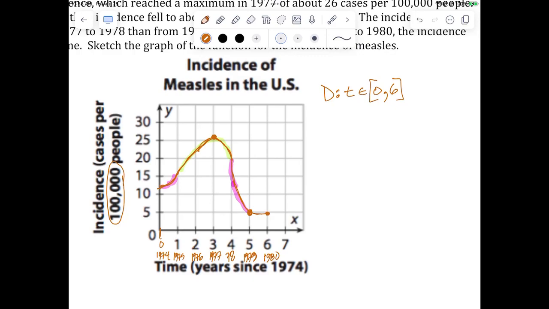Now, the range, we can't really get the range because I don't know necessarily what the lowest number is. I'm leveling it off. It looks like it's less than 5. I don't know what it is.